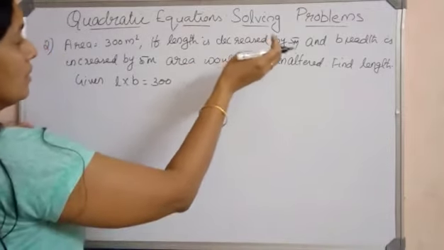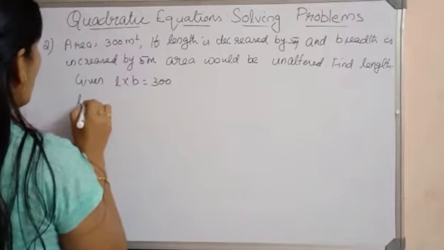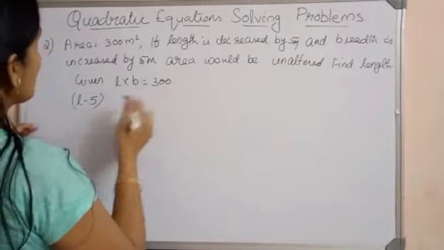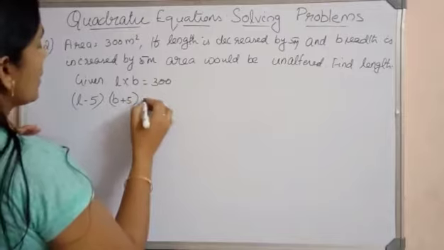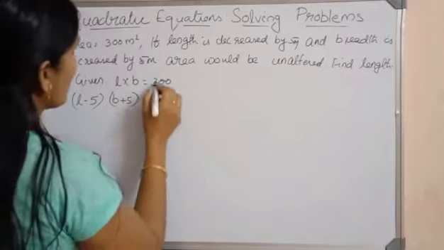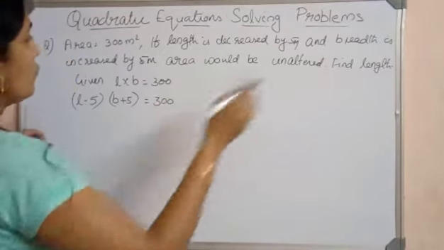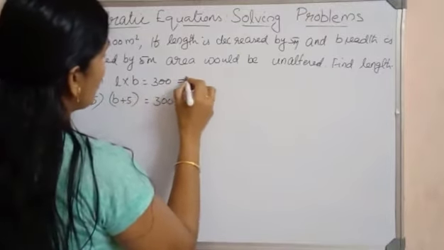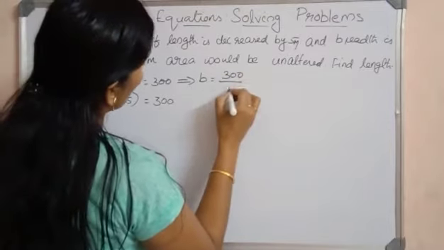And the second part of the question, it is given that when the length is decreased by 5 meters, so when the length is L minus 5 and the breadth is increased by 5 meters, B plus 5, then the area will not change. The area remains the same. So we can write this also as 300 itself. And now we need to find the length. So it's given L into B is 300. So this implies B is equal to 300 by L.